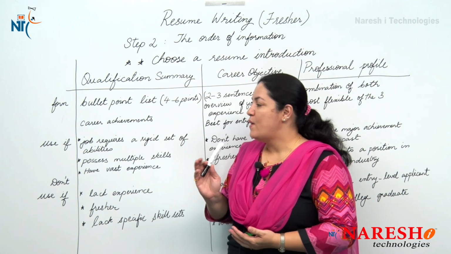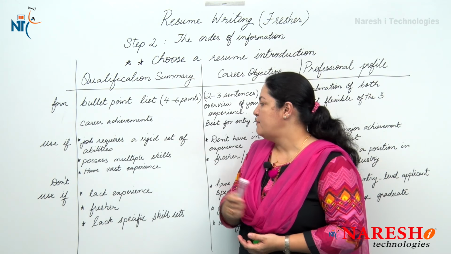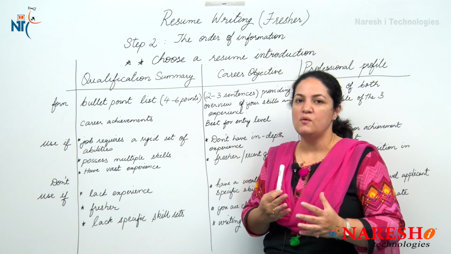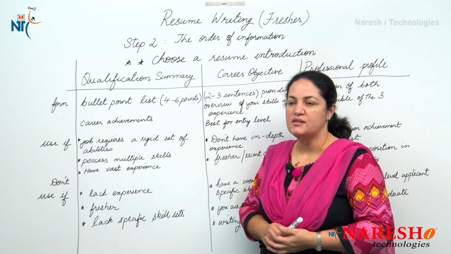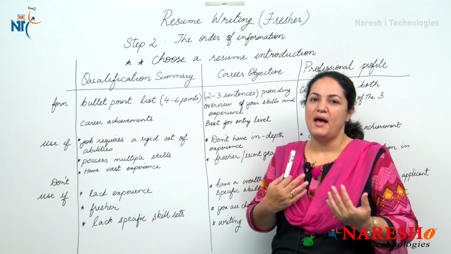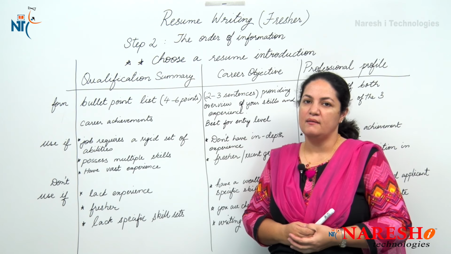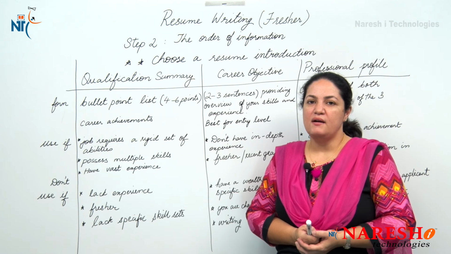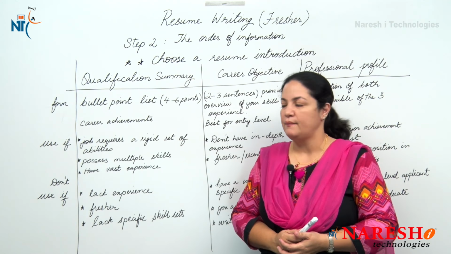The next is when should we use this resume introduction. If your job requires a rigid set of abilities, and you have these abilities and that is the requirement for a particular job, then you should go for a qualification summary. You should also possess multiple skills, that is, different skill sets which adhere to the job you are applying for. And usually if you have vast experience in a particular field and position, it's always better to go for a qualification summary.